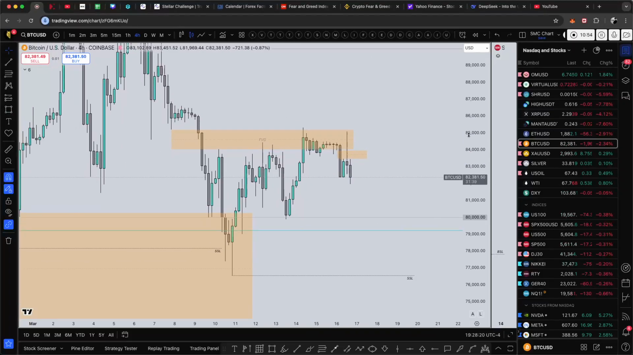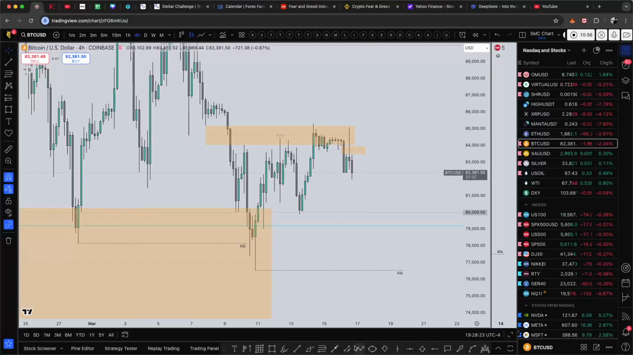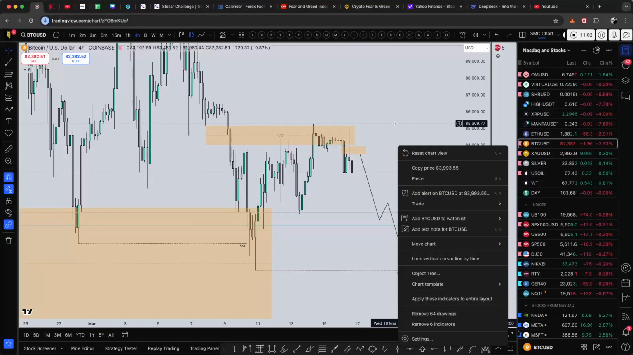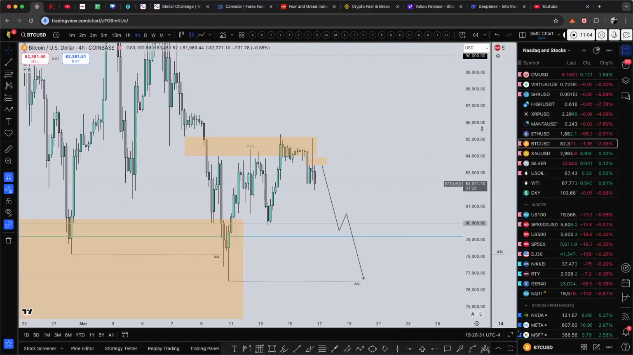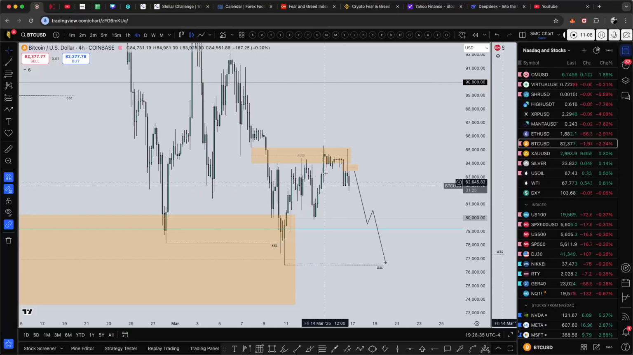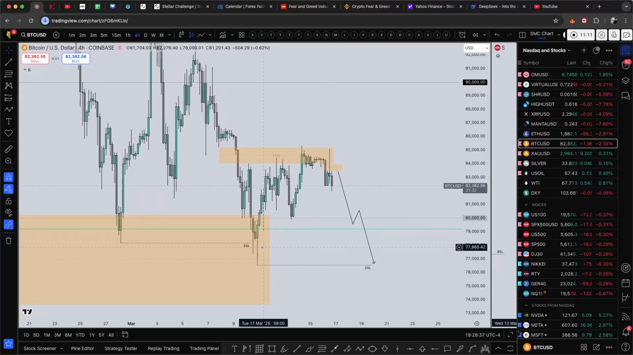I'm seeing this move. I'm definitely seeing Bitcoin crashing all the way down here, at least tapping back the 80K. But I don't see any buying pressure at all. There was a little bit here, but it should have happened right after the sweep.